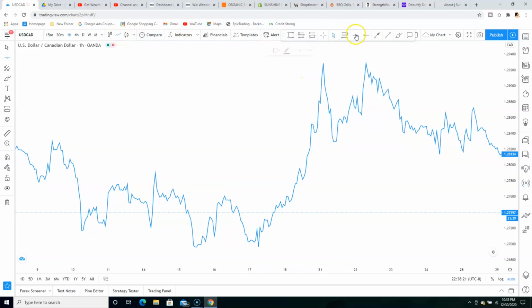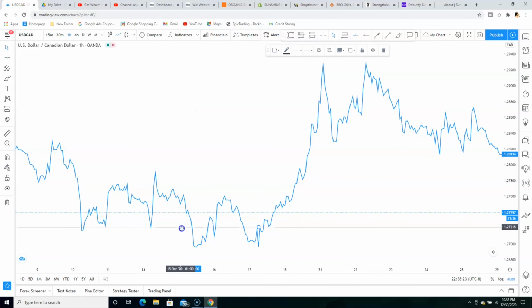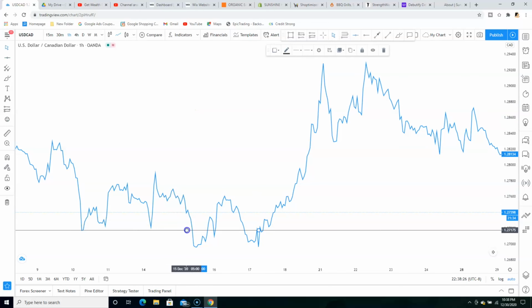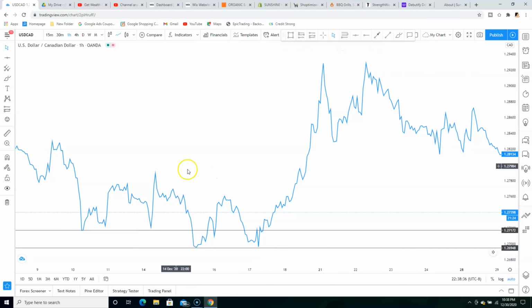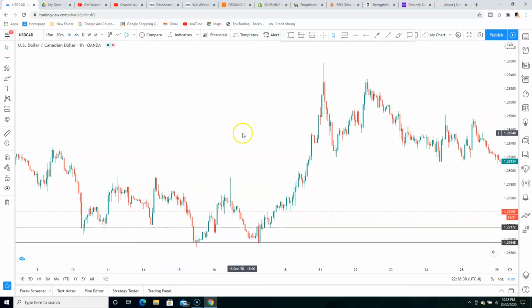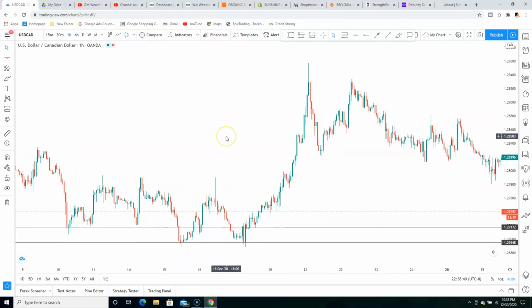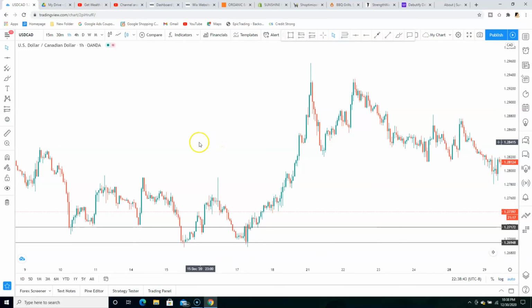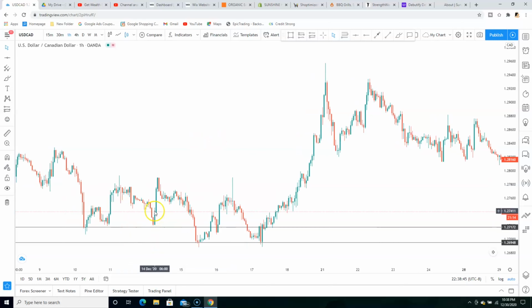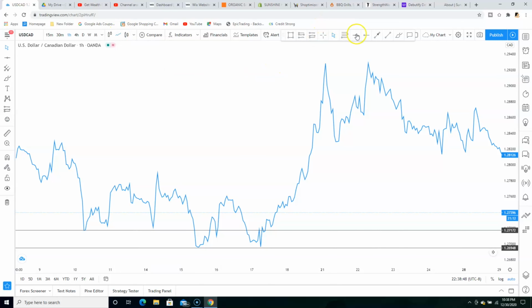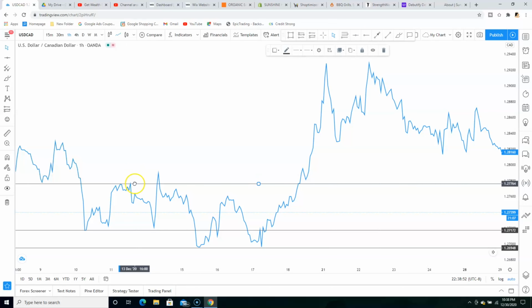As we all know, support is always below, and we can see we have a support zone here, and we also have a support zone right here. I'm doing all this so that you can see exactly how I trade the Forex market. So we have our support right there. Now we can also see that we have a resistance zone right here.